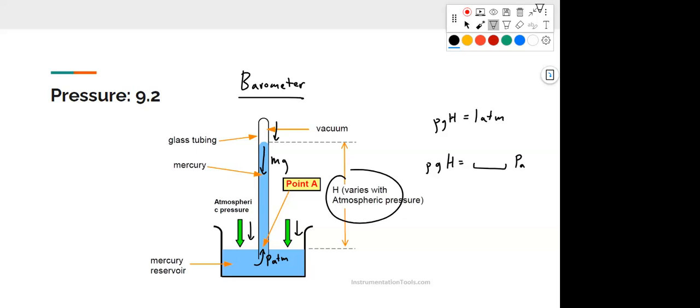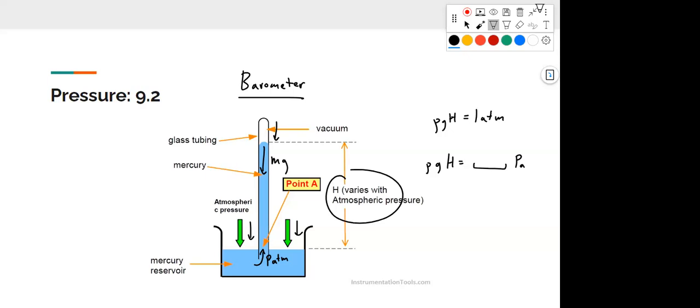So as, let's say, a cold front comes in, the pressure of the atmosphere increases, more pressure is pushing on the surface, more liquid is pushed up the tube, and we get more inches of mercury or whatever it may be.